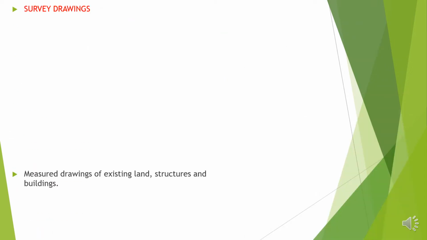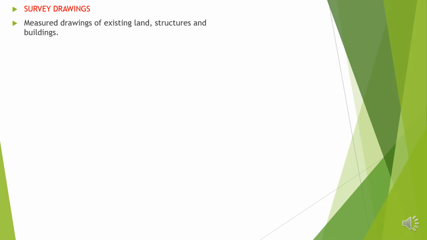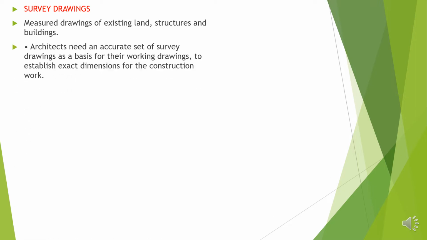Then comes the survey drawing. This shows the existing land, structures in the building, adjoining structures and other things. The survey drawing should be 100% accurate, because based on this only the architect prepares the building location drawing. From this survey drawing only he decides what offset has to be given, all the directions, etc. Hence the survey drawing should be perfect.